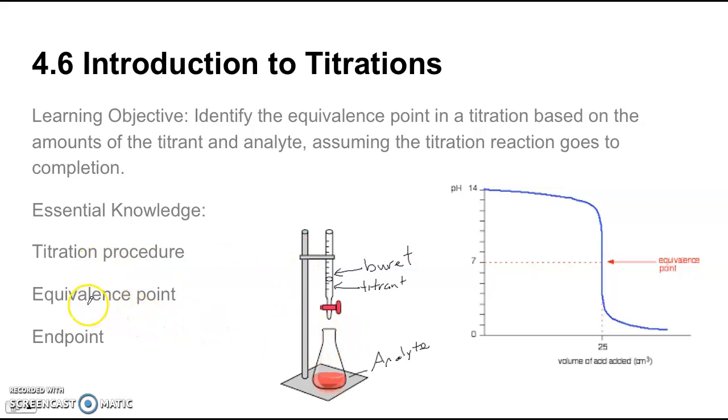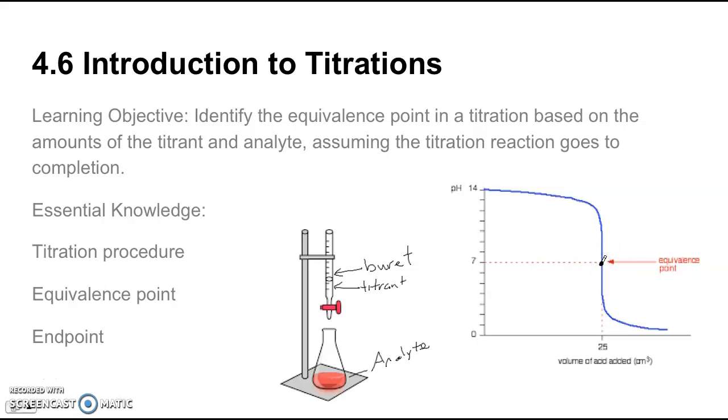Then you also want to know the equivalence point. If you graph out a titration where you're starting with a base and you're titrating it with an acid, the equivalence point right here is the point of inflection on the graph. You want to know that the equivalence point is based on stoichiometry. It's when the analyte is totally consumed by the titrant, and you can do a calculation to determine that. But it's shown right there, that point of inflection on the graph.